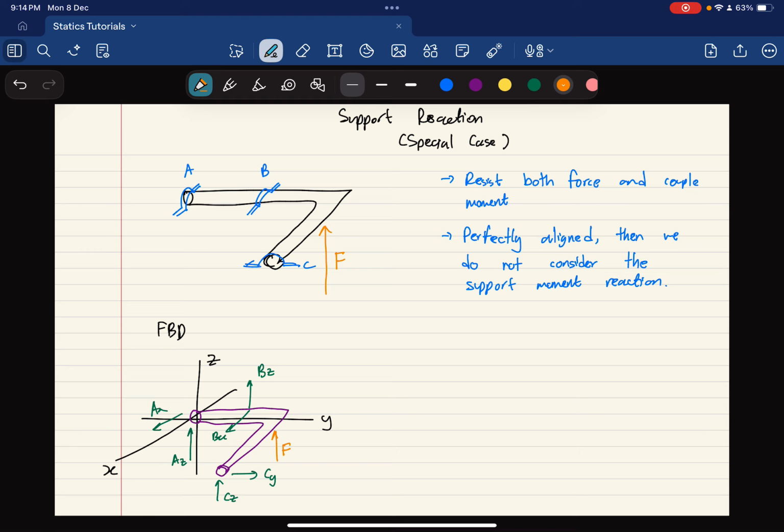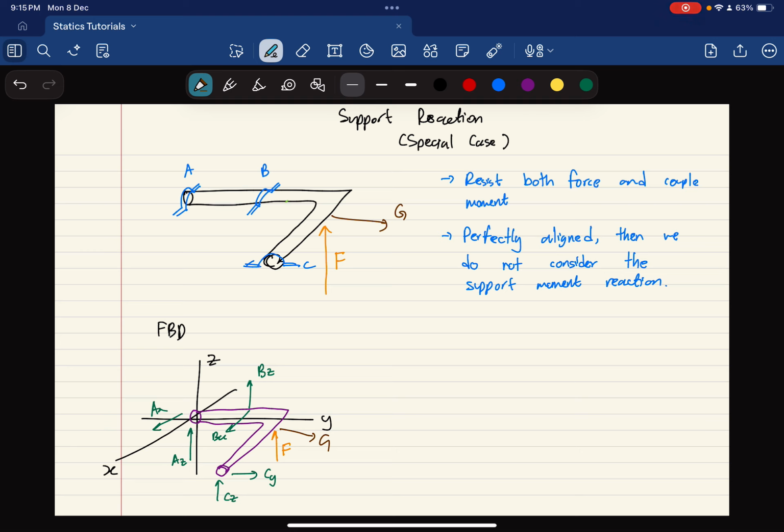Maybe you can also add another force here, just to make it a bit clearer. Let me give a different color. Let's call this another force G. So we also have a force G in the Y direction.